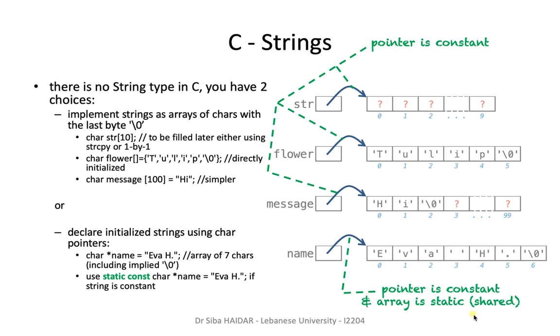So if you have a case in which your elements would not change and your pointer will not change, you can declare static const char star name equal and you initialize it. This way you will guarantee that your pointer is constant, it will not point anywhere, and being static it will be shared. Since it is constant, it will be used every time the same by the same function, so why not use a shared variable?